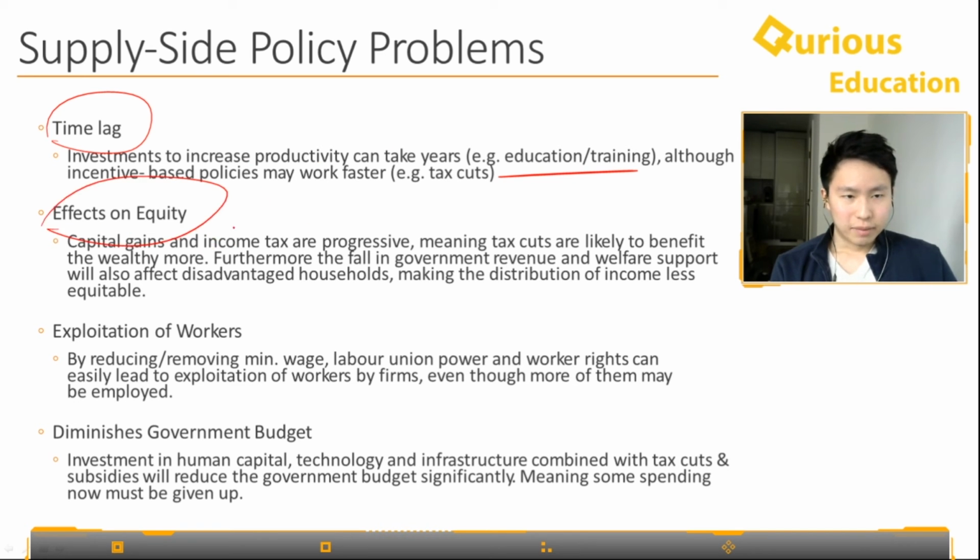Effects on equity. Equity, we can just think of as the distribution of income. So if we cut taxes, especially income taxes, for the wealthy in particular, that would be problematic in terms of the distribution of income. So there would be a bigger wealth gap.